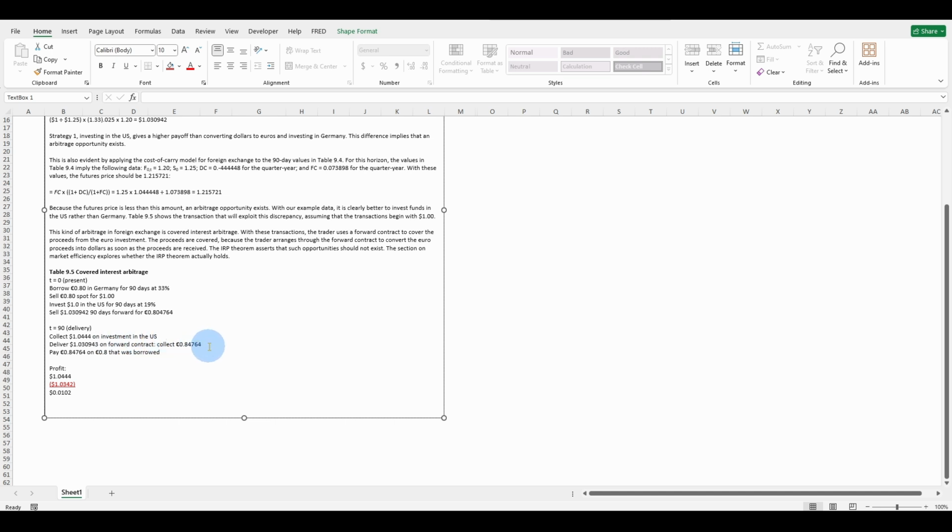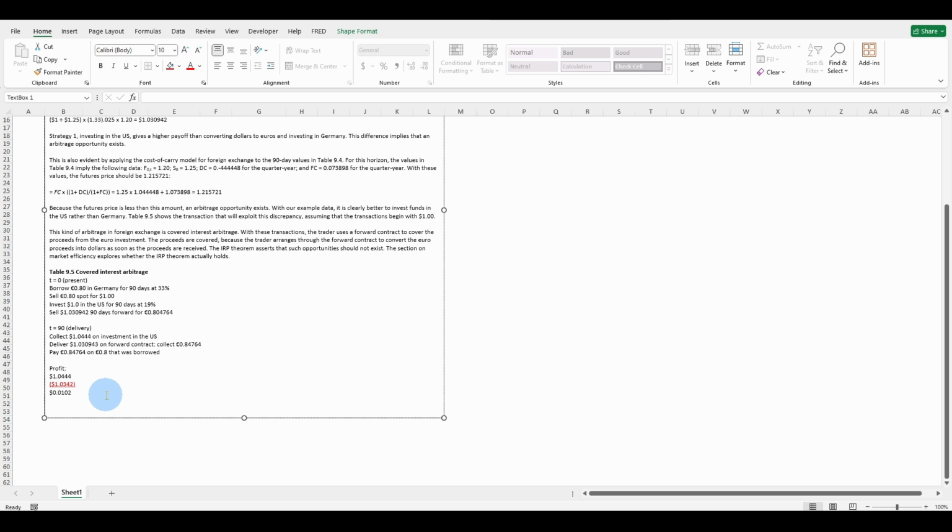Collect 0.84764. Pay 0.84764 on the euro 0.8 that was borrowed. Profit 1.044 minus 1.0342. Here's your profit, 0.0102. And if you could do this for $100 million, that's not bad money.